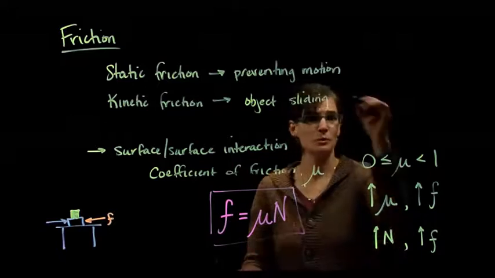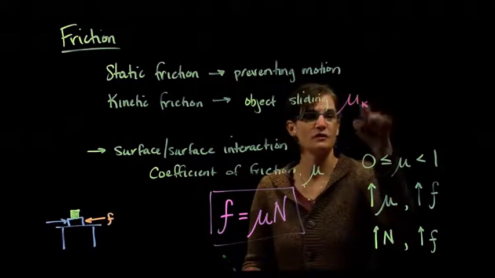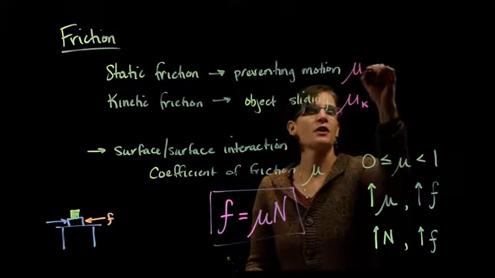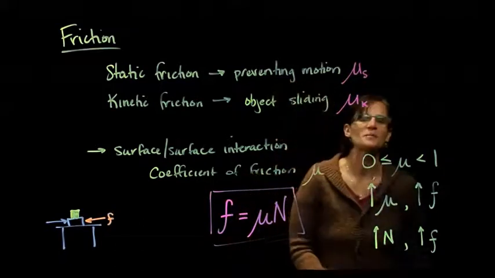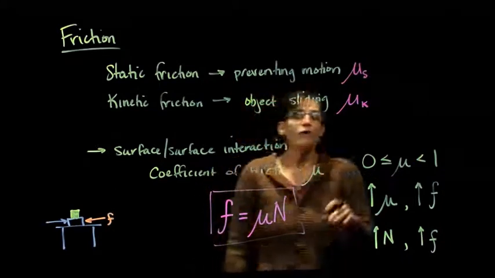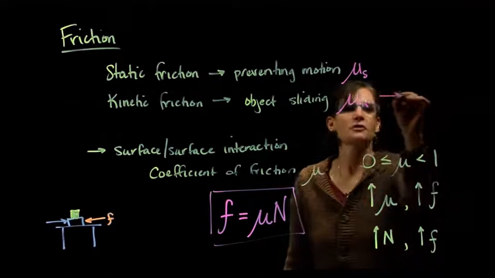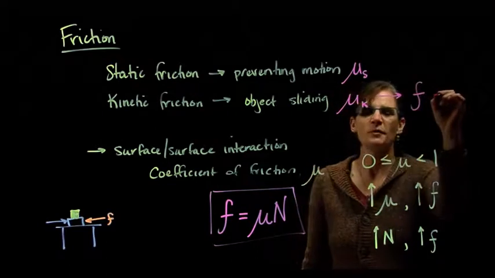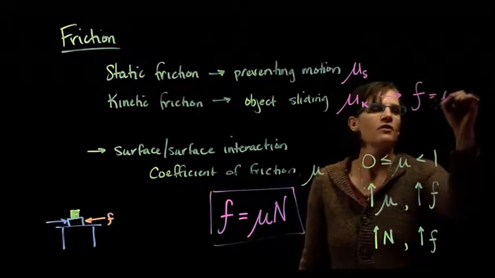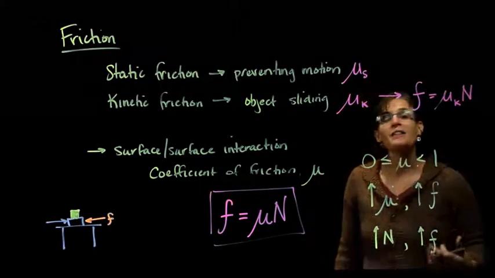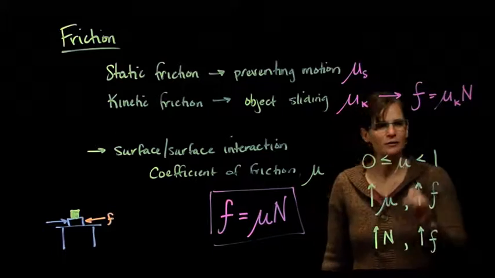Kinetic friction will rely on what we call the coefficient of kinetic friction, with a subscript K. Static friction will rely on the coefficient of static friction, with a subscript S. For kinetic friction, our frictional force is always equal to, for our purposes, the coefficient of kinetic friction times the normal force. So the fun equation certainly applies in full.